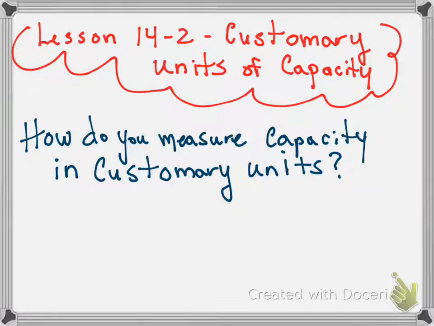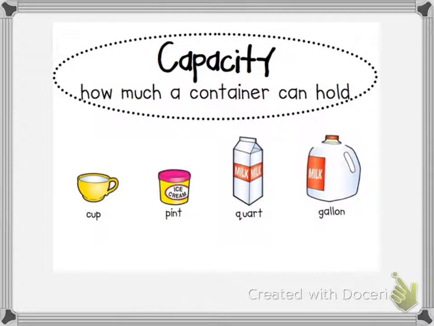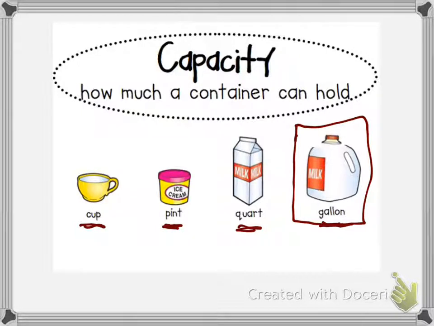Capacity is how much something can hold. Capacity is how much a container can hold. I'm sure you've seen these items in your own home. Capacity can be in cups, pints, quarts, or gallons. I'm sure in your fridge right now you might actually see a gallon of milk.